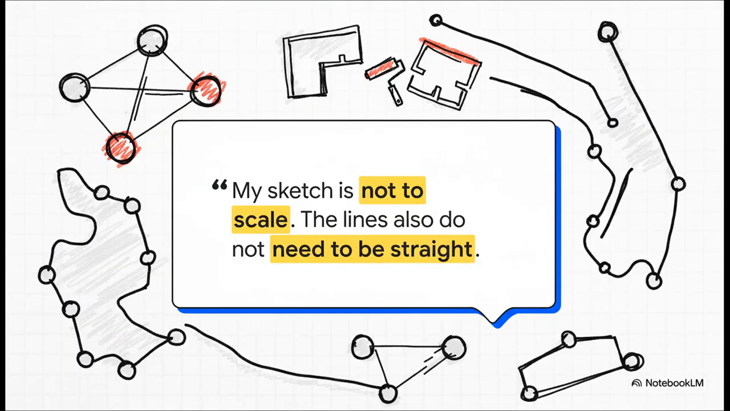Now get this, because this is the really cool part. Your new map doesn't have to be pretty. It doesn't have to be to scale. The lines don't even have to be straight. None of that matters. All we care about is the connections. Which intersection is connected to which other intersection? That's the only information we actually need.